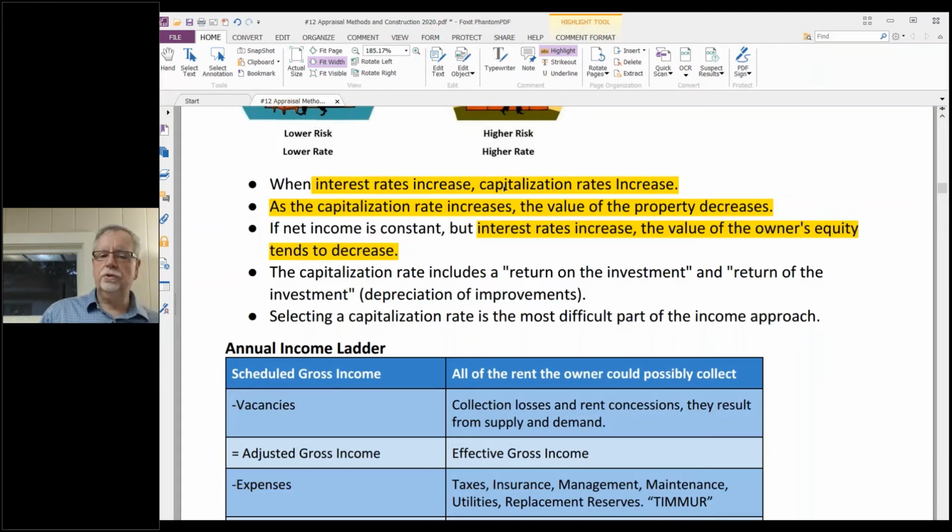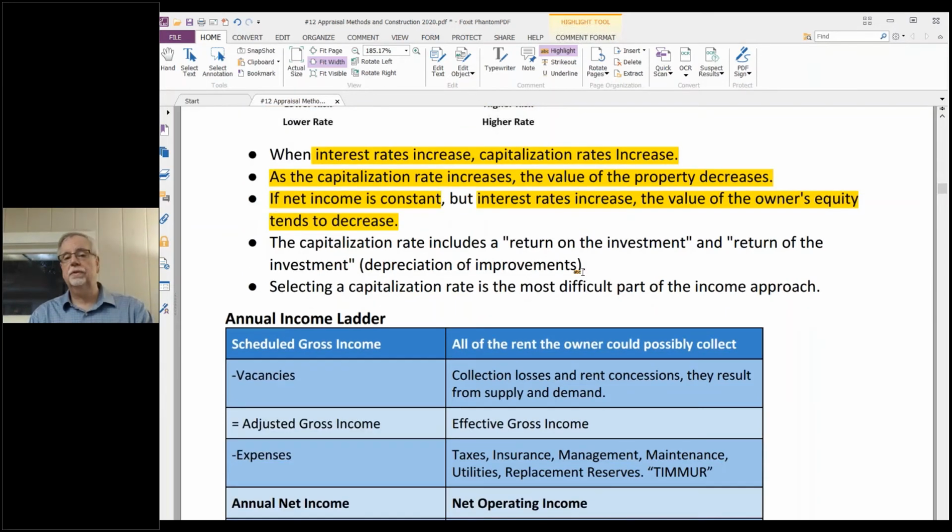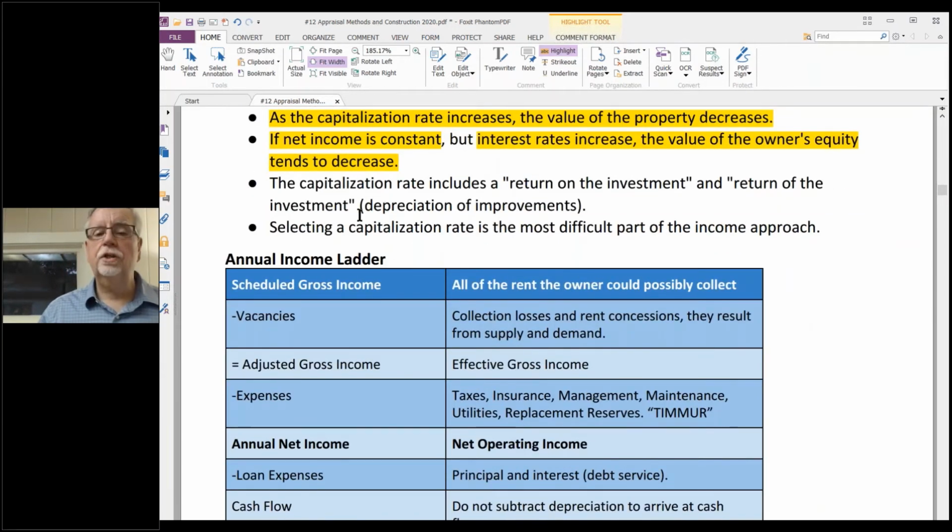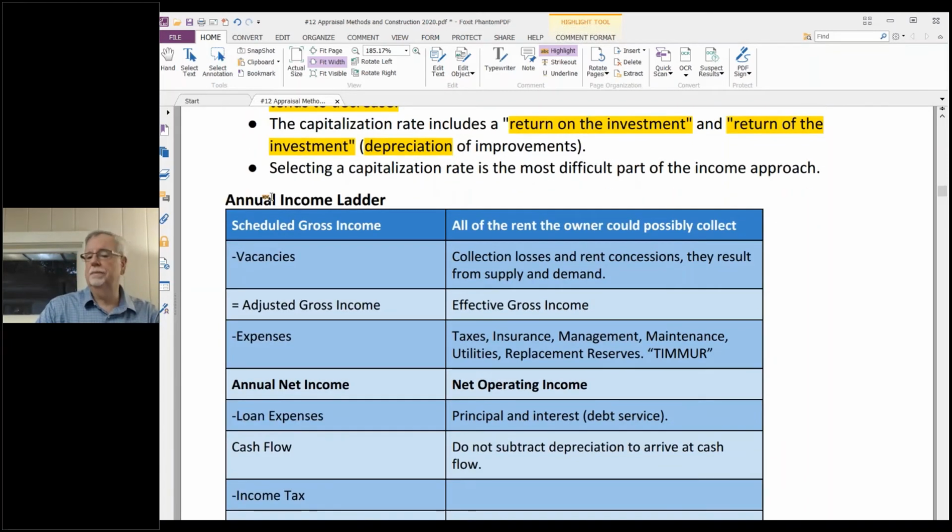Because when interest rates increase, capitalization rates increase. And if capitalization rates increase, but the income is constant, then the value goes down. The capitalization rate is a return on, remember, return on and a return of the investment, and the return of the investment is depreciation, and selecting the cap rate is the most difficult part.